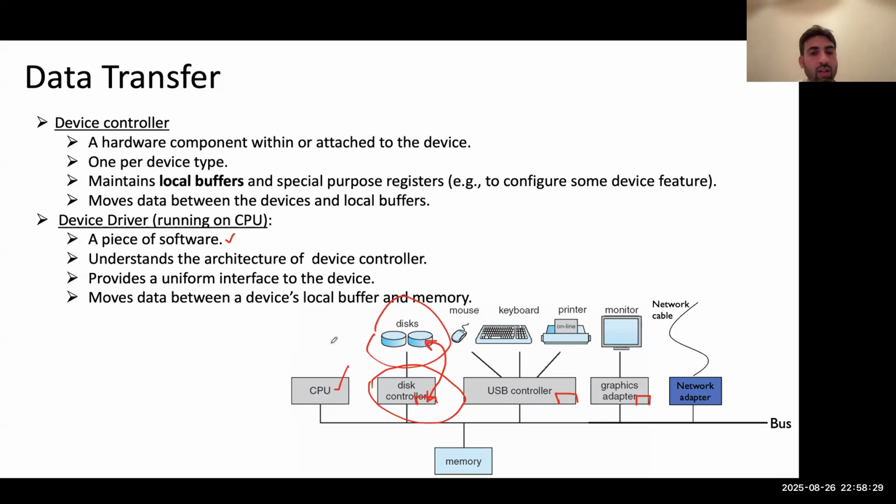The good thing about device drivers is that they provide a uniform interface to the device. Keep in mind that device drivers are typically a component of the operating system. Providing a uniform interface means that the operating system doesn't need to worry about the vendor, the interface of the device provided by the vendor, or if the interface changes from one vendor to the other. As long as our device driver knows the details of the disk controller, it can manage the disk controller in a way where the operating system doesn't need to worry about the interface of the device.